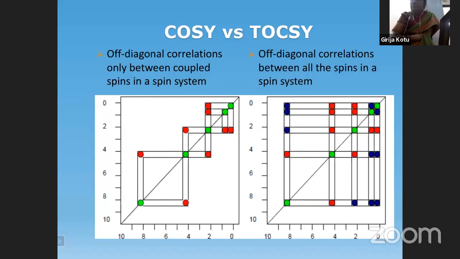They are correlations between coupled spins in a spin system in COSY. So here, on the diagonal line, if you observe, there are 5 green spots, isn't it? On the diagonal line, there are 5 green spots. That means there are 5 different protons.